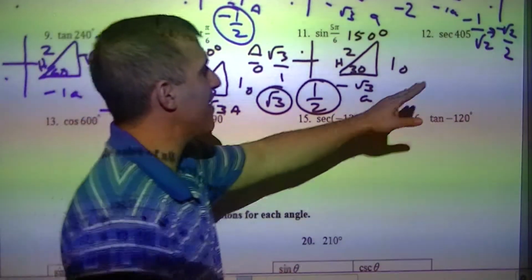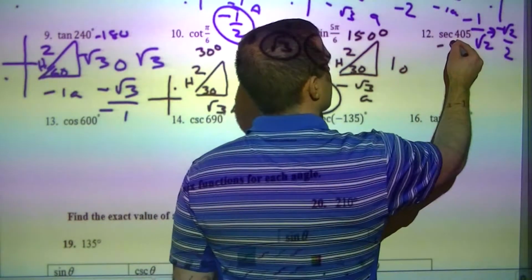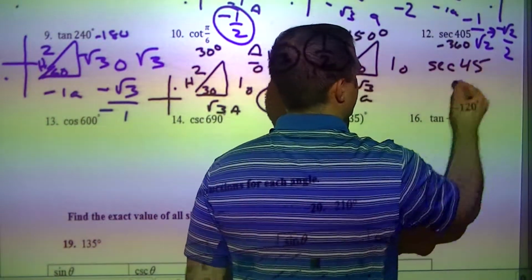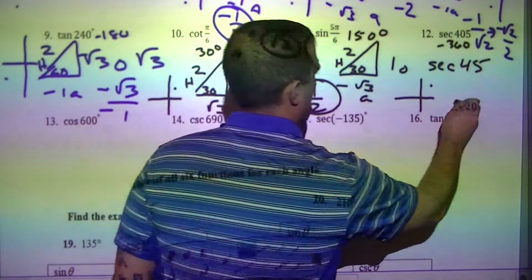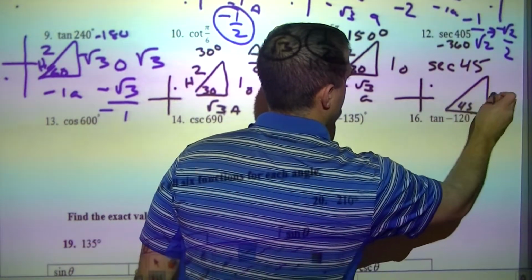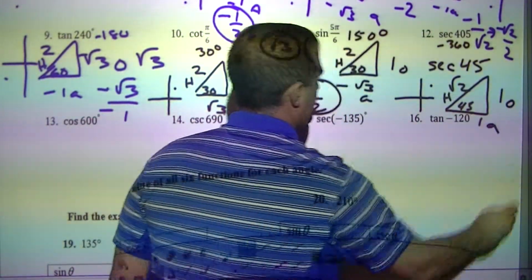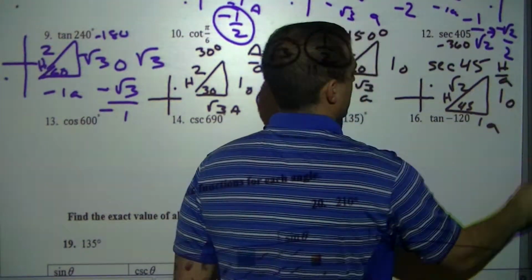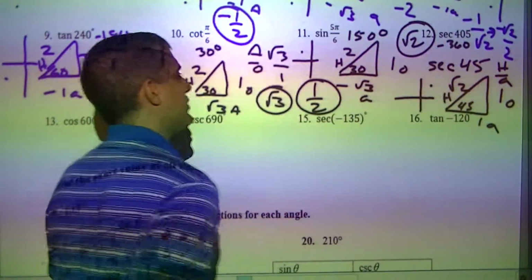All right? Secant of 405. Now, we don't like 405 because it's bigger than 360, so we're going to subtract 360 there. That's going to put me at the secant of 45 degrees. Once again, that's quadrant 1. So 45, it is what it is. 1, square root of 2, H, O, and A. Secant is H over A. So that's square root of 2 over 1, which is just going to be square root of 2.